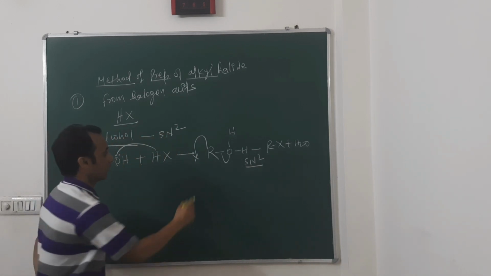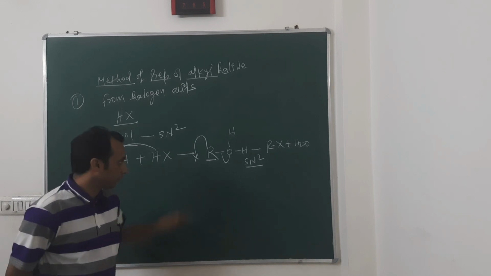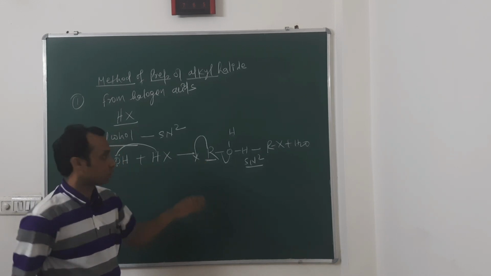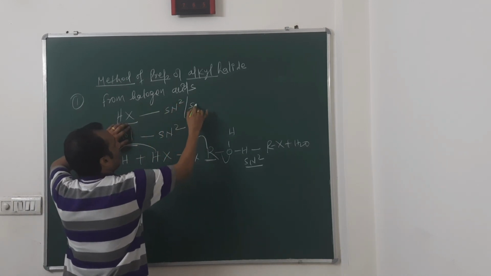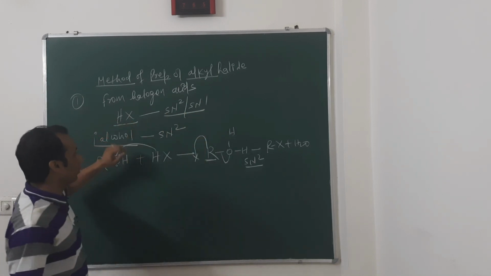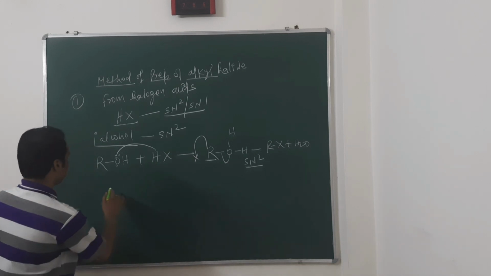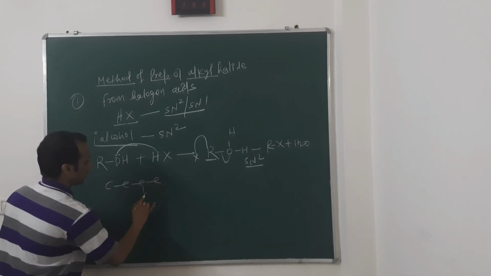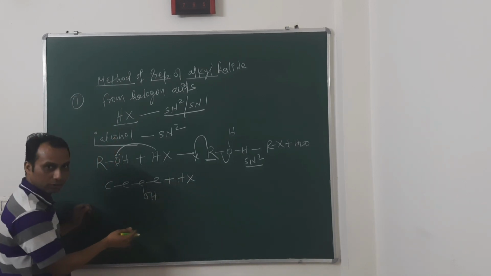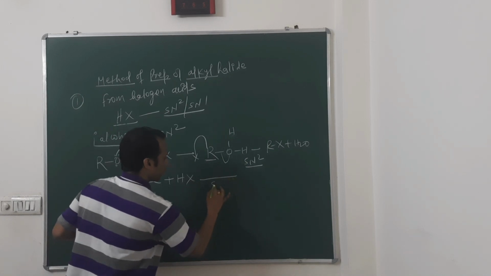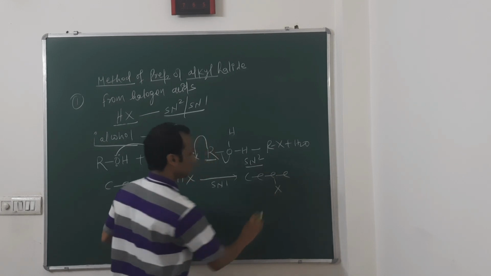But what happens if our alkyl halide is 2 degree or 3 degree? Then it will follow the SN1 path. So we can say that HX will follow either the SN2 path or the SN1 path. It depends on the structure of the alkyl group. So let's understand. See here, this alcohol is a 2 degree alcohol. When we take the HX, it will follow the SN1 path. So through the SN1 path, what will happen? That compound will form like this.